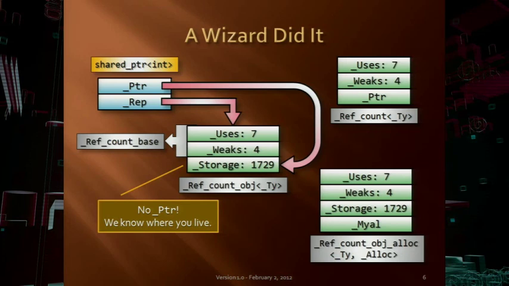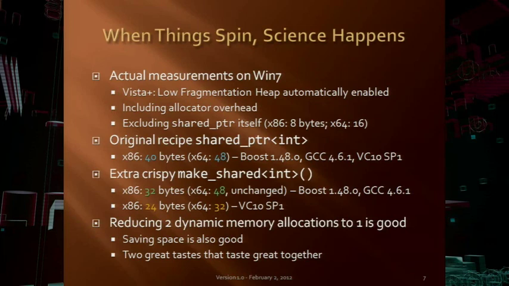And I did measurements on Win7. Win7 is important because Vista and above operating systems automatically use something called the low fragmentation heap. That's very friendly to large numbers of small identically sized allocations like linked list nodes or reference count control blocks. My measurements include any invisible allocator overhead, but they specifically exclude the shared pointer itself. That cost is paid no matter what, even if the shared pointer is null, and I wasn't interested in that cost. Plus, we know its size. It's 8 bytes on x86 or 16 on x64.